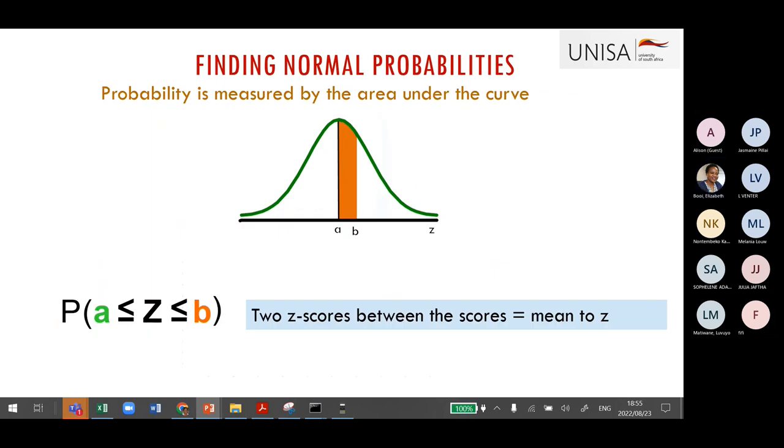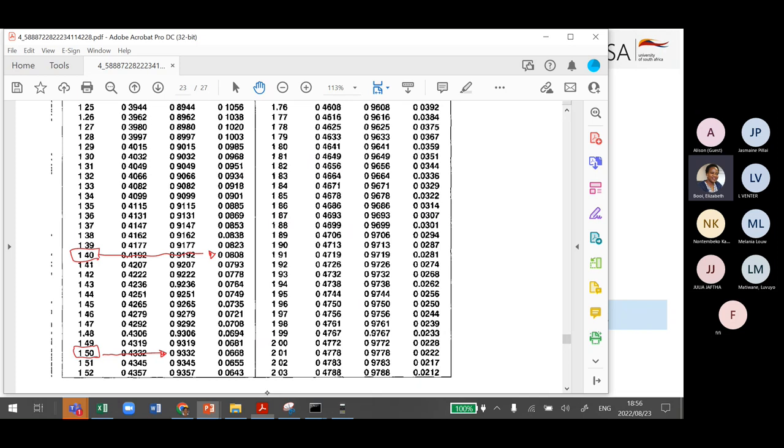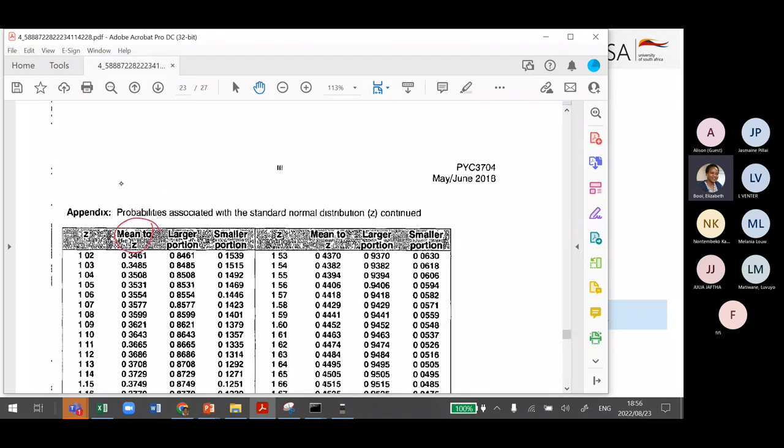Now, we also have the between. With the between, it's different. To find the probability of between, we can do this two ways. We can use, depending on whether we find the answer is in negative and positive and things like that, or we can just use the mean to z. So for greater than and less than, we use smaller and larger portion. For between, always use the mean to z column. So we're going to use this column, mean to z, for the between. Anything between these two, they use less than or greater than, or less than or equal, or greater than or equal. The between, we will always use mean to z.